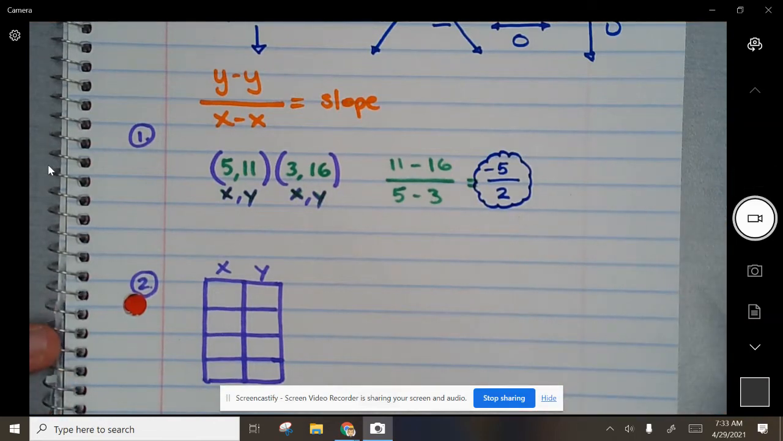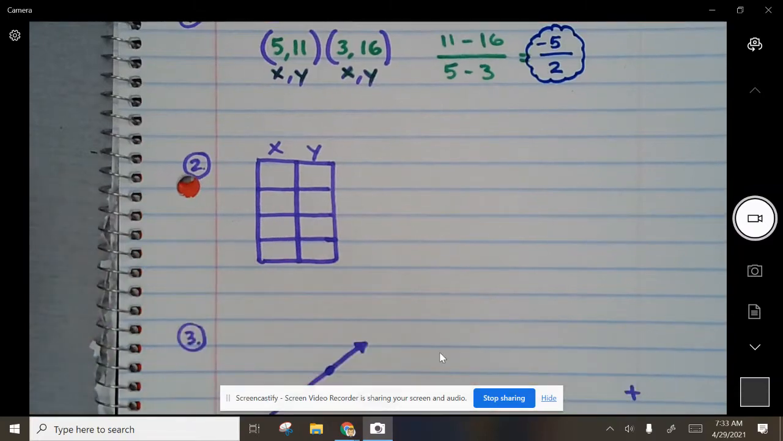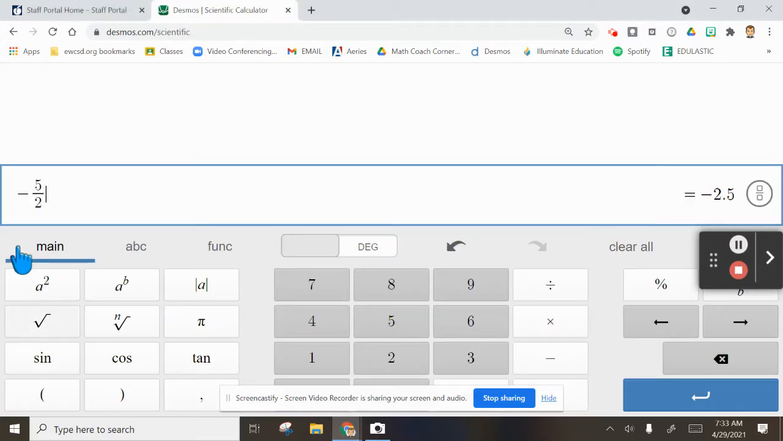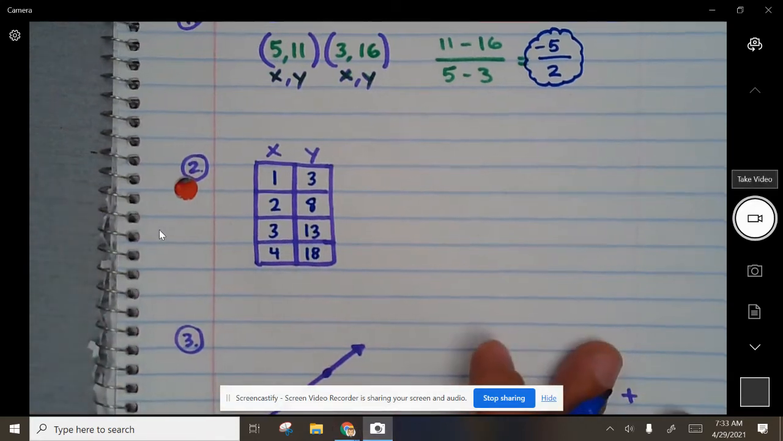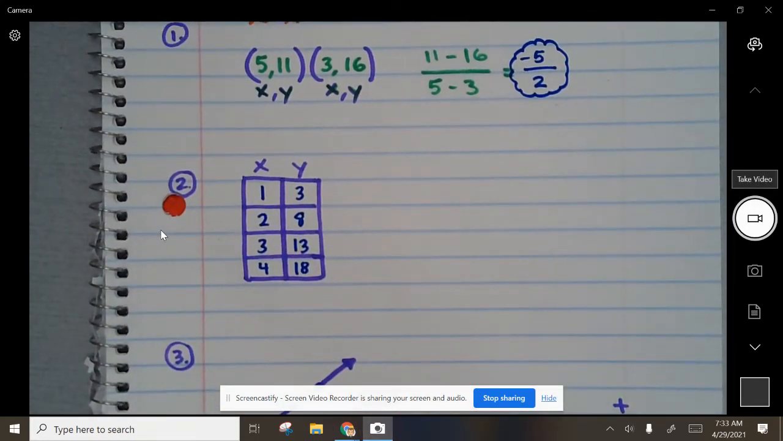Cool. Now let's go ahead and get into the next level, which is going to be a table. All right. Give me a second. All right. And let's go ahead and fill in our table. Again, you're getting credit for this. Don't be lazy on me. All right. Easy credit, easy points.